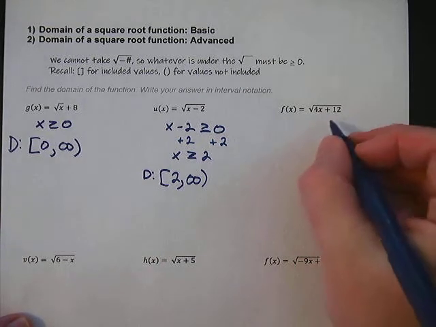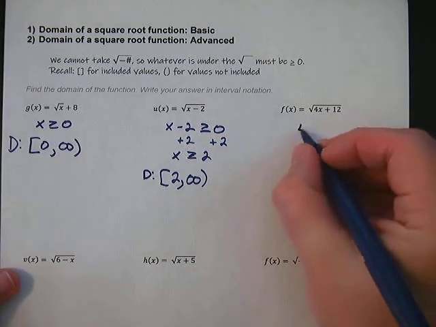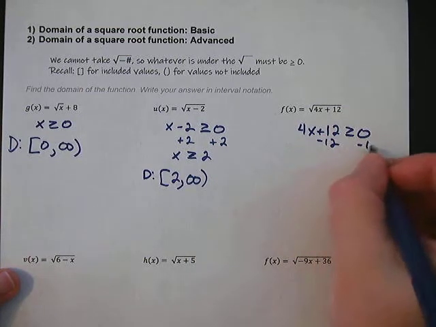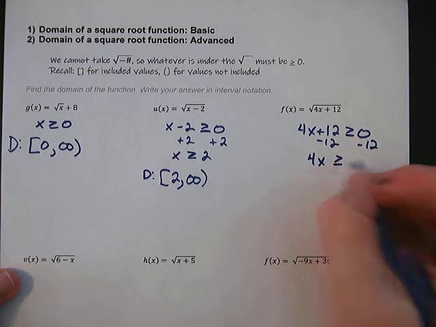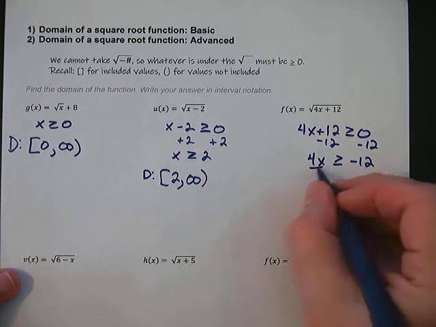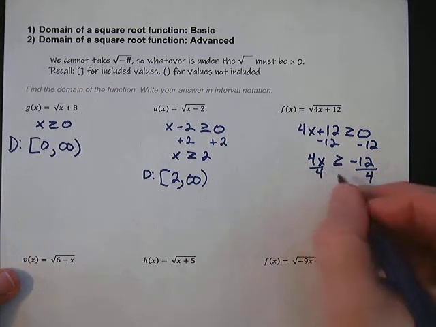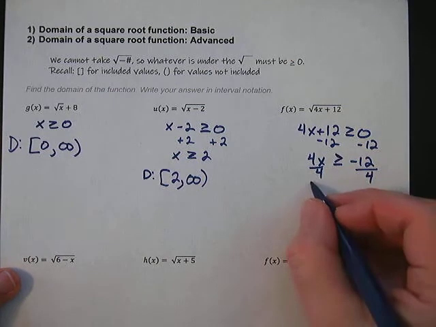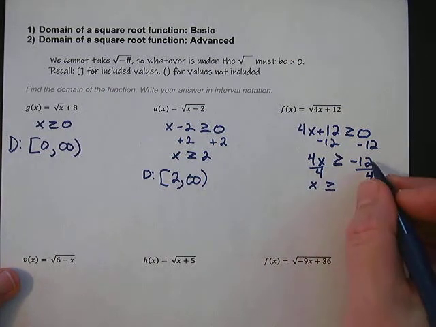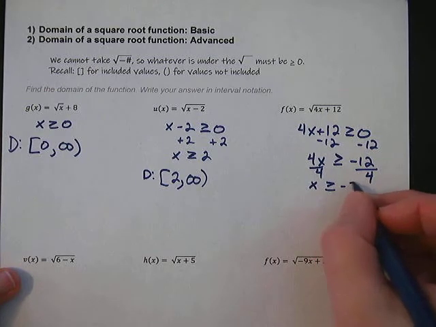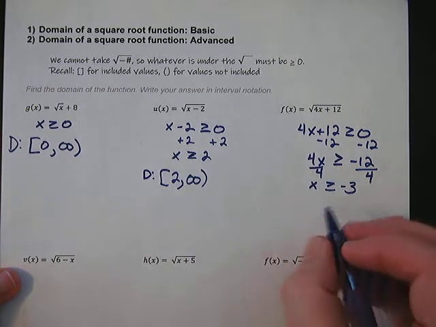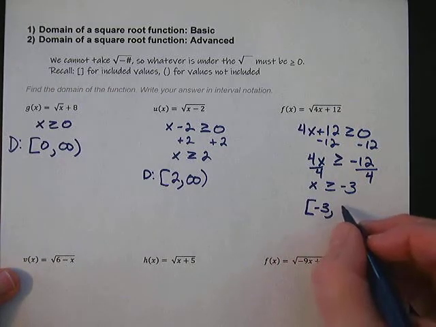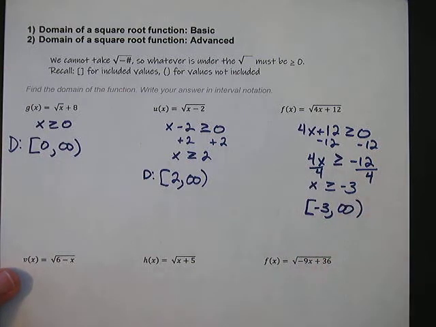Alright, let's look at this one. 4x plus 12 on the inside of the square root. So 4x plus 12 greater than or equal to 0. Subtract the 12, so we get 4x is greater than or equal to negative 12. Divide by 4. That's a positive number that we're dividing by, so we do not need to flip the inequality. So this becomes x is greater than or equal to negative 3. So we would use a bracket and a negative 3, and then it goes to all numbers bigger than that, infinity, parenthesis. That's the domain.